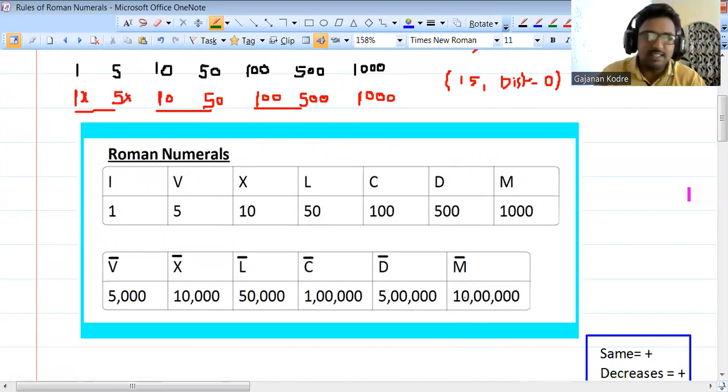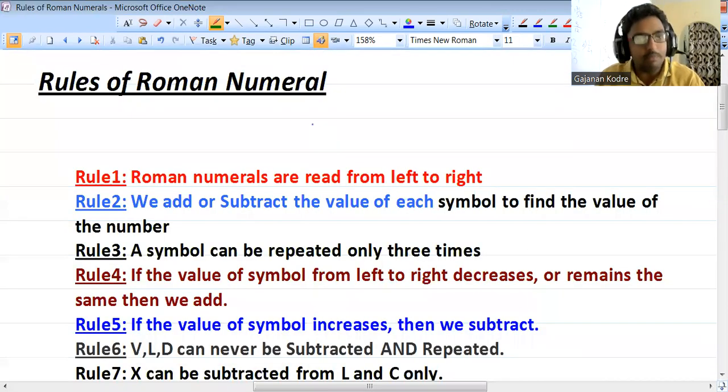Okay, now let us discuss the rules of Roman numerals. Now, which are the rules? Actually, there are 7 to 8 rules. We need to remember and apply the rules very carefully, then and then our answer will become correct. Then only we'll be able to convert Roman numerals into Indian numbers, or Indian numbers into Roman numerals. Now, one by one, let's have a look over the rules.